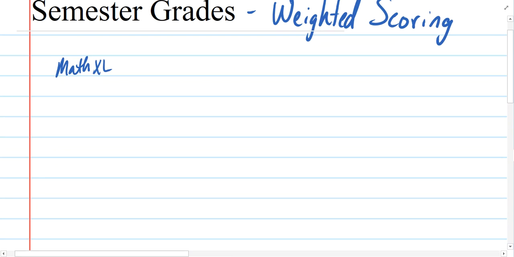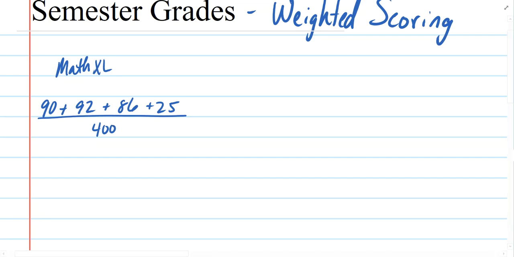Let's say in the 4 assignments that we have for this unit in Math Excel, you end up with 90%, 92%, 86%, and 25% at the deadline. Maybe this one you just didn't finish because you ran out of time. Well, with 4 assignments, there are 400 points available. So we're going to add those 4 grades together and divide by 400. We'll come back to that math in just a second.